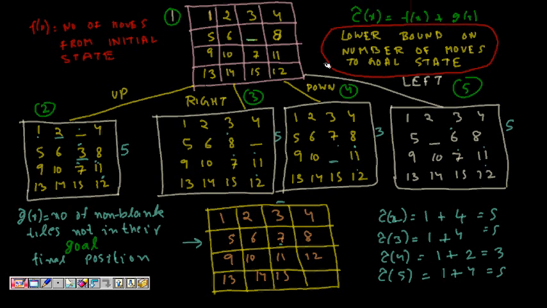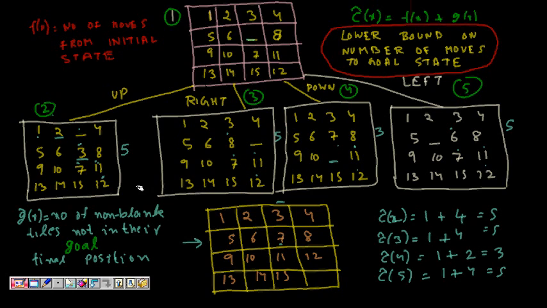f(x) is the number of moves from the initial state that I have already made. So x is your state now, which is 2 here, 3 here. So I have already moved from the root to this one by one move. So f(x) is 1, and g(x) is the number of non-blank tiles not in their correct place, in the final position. So that is that many moves you at least have to make to reach the final state. Okay, so this is there.